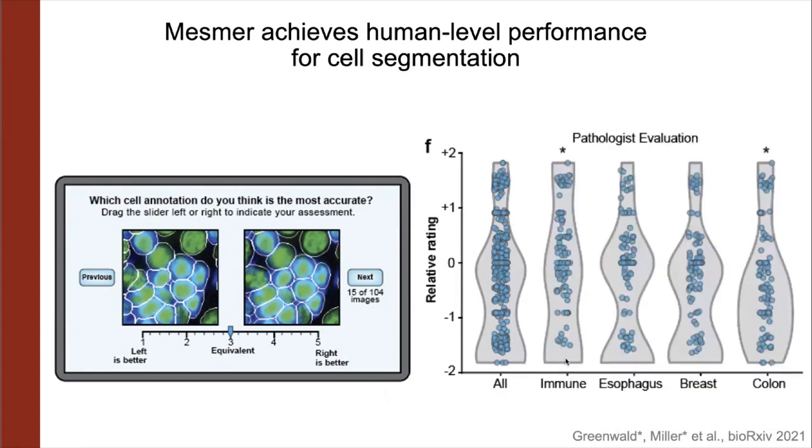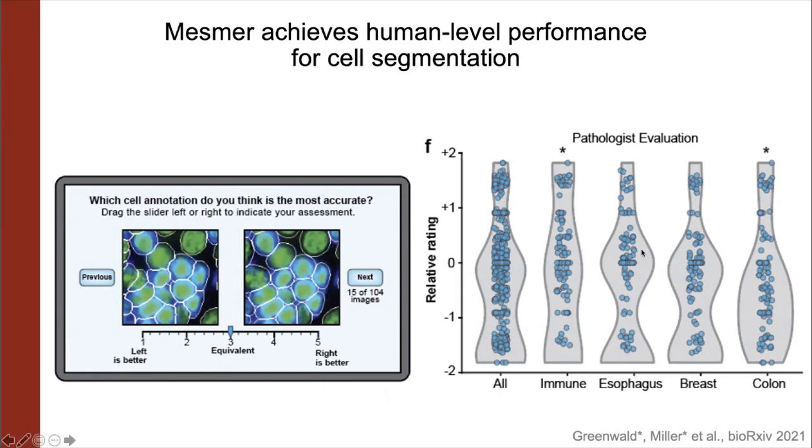When we break this down by tissue type, we see some differences. So, for example, for immune tissue, there was a slight preference for the model. For the colon tissue, there was a slight preference for the annotators, but overall a similar pattern where these annotations are all clustered around this 0 axis, indicating that we've actually achieved human-level performance for this task, which is really exciting.